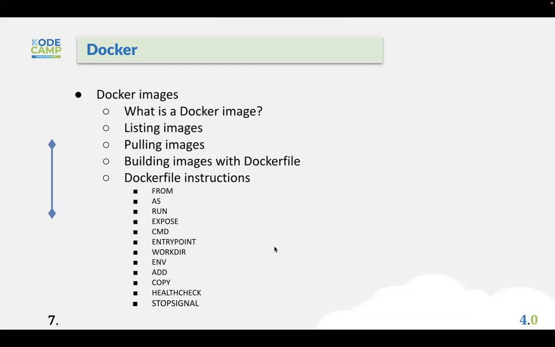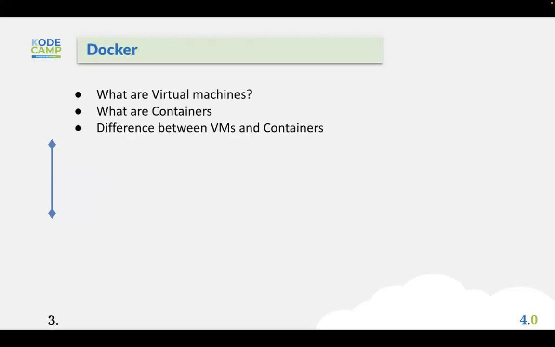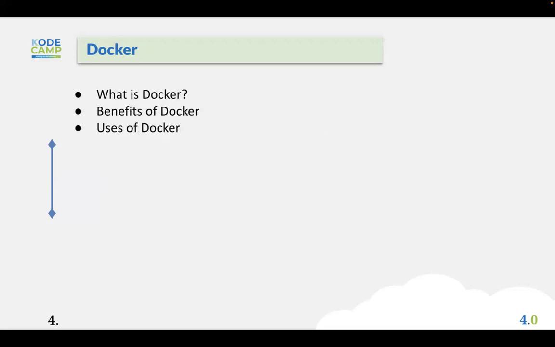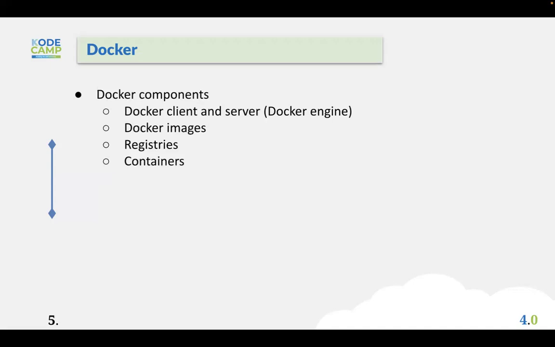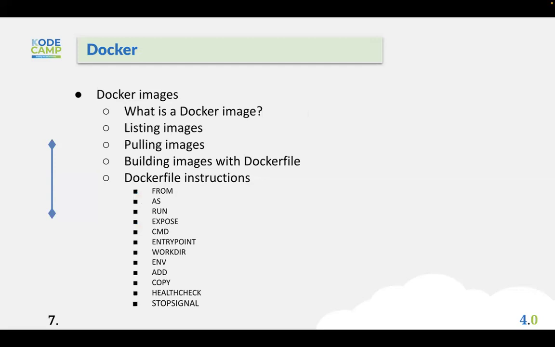But I believe we've come to the end of this class and we've understood the basics of Docker. We started with virtual machines, the difference between virtual machines and containers, the benefits of Docker, uses of Docker, and the Docker components. We discussed Docker client and server, Docker images, registries, and containers. We moved over to Docker basics, ensuring the readiness of Docker, running a container, naming a container, starting a stopped container, and container logs. We also learned how to log the logs in a container to bring them out and show them on our command line. We also learned how to delete a container. We learned what Docker images are.